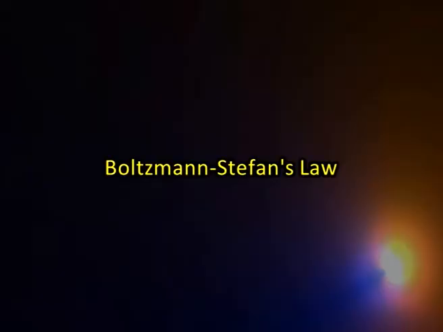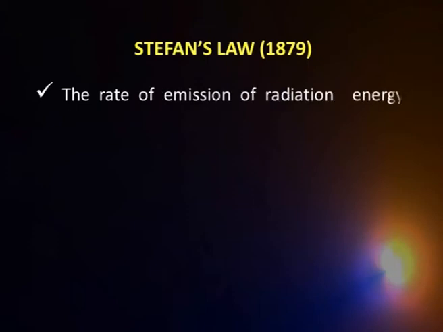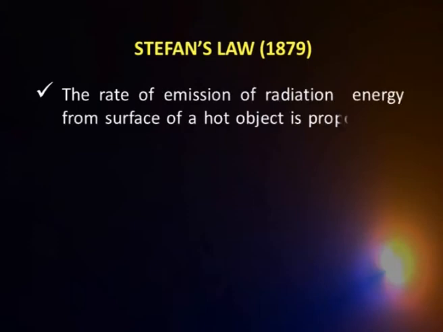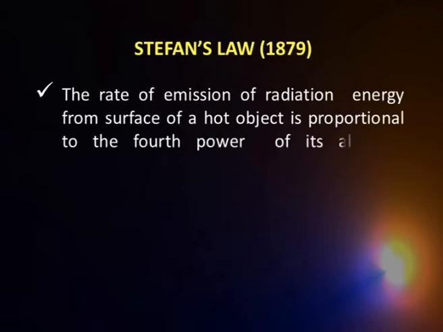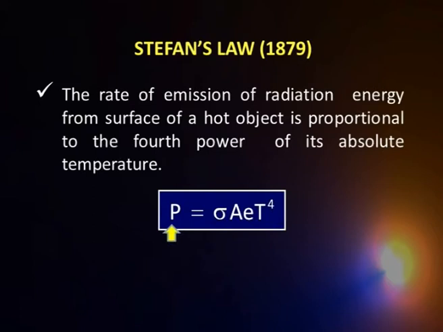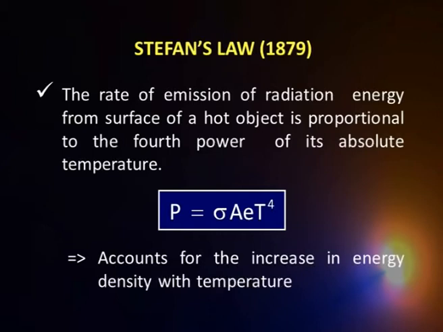Stefan's law, proposed initially by Stefan, later on modified by Boltzmann, is also called the Stefan-Boltzmann law. What it says is, the rate of emission of radiation energy from the surface of a hot object is proportional to the fourth power of the temperature, that is absolute temperature. And what happens is, we have the output coming here is proportional to T^4, and that actually explains our first observation, that as temperature increases, the energy output is increasing.